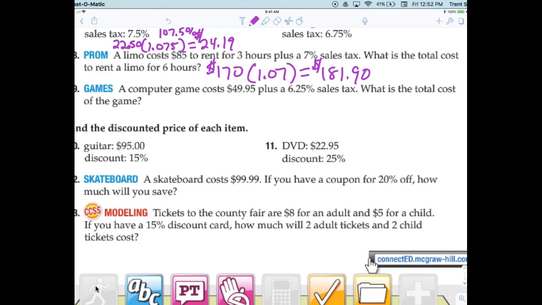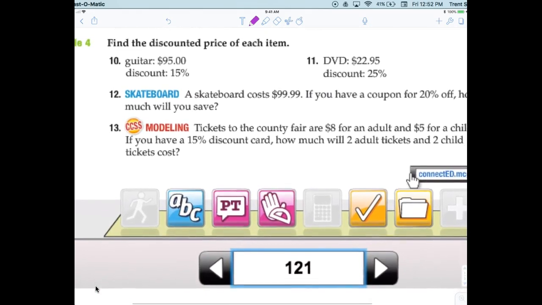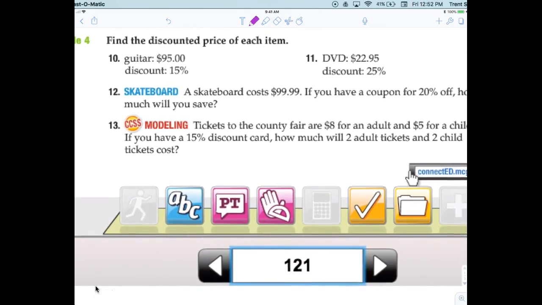Now on number 10, instead of paying tax, I walk in and see a nice sign that says discount, 15% off. If I get 15% off, what do I have to do on this? Exactly correct. If there's a 15% discount, instead of paying 100%, you only have to pay 85%.